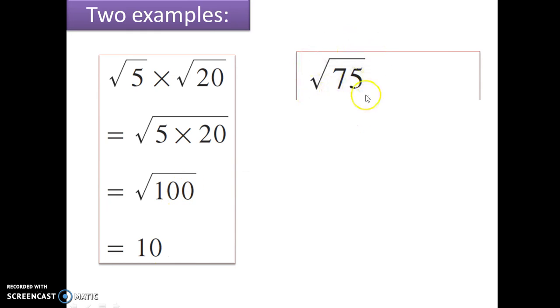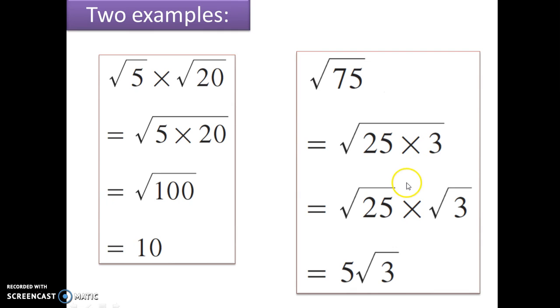Let's look at root of 75. That one we can work backwards. As we know, root of 75 is 25 times 3. We can break that into those two radicals. We've been using this idea for a while, but we usually don't write it as two separate ones, but you can do that, and then we get 5 root 3.